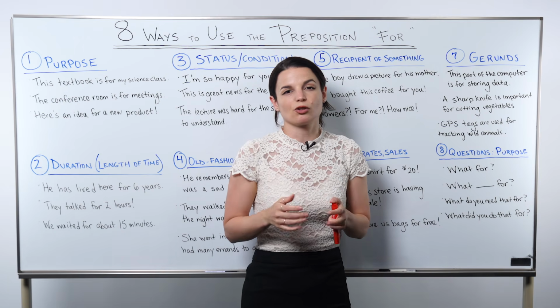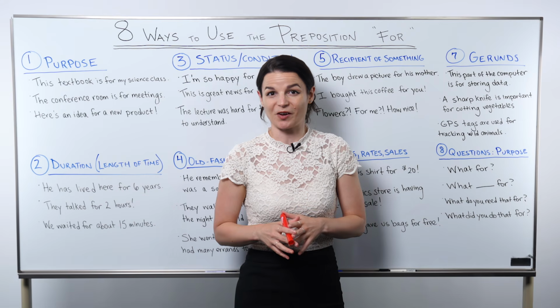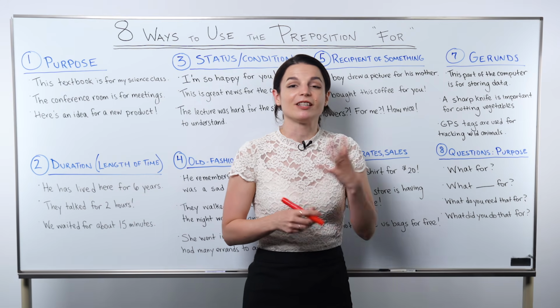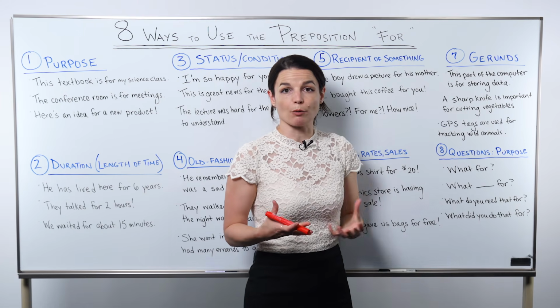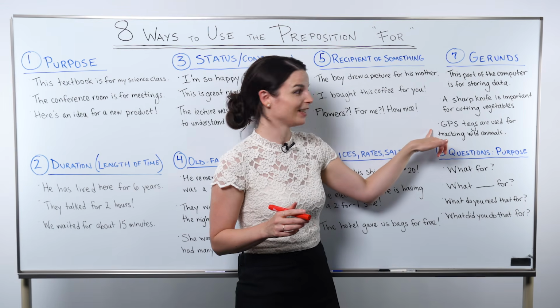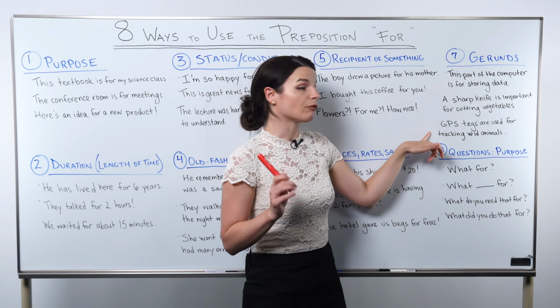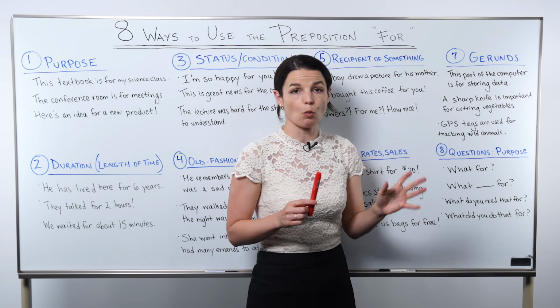So depending on the situation, you may also hear some different people making different choices with their grammar. But just be aware of the differences between the two, and that sometimes we can use both the gerund form or the infinitive form. Anyway, let's continue to the last one. GPS tags are used for tracking wild animals.